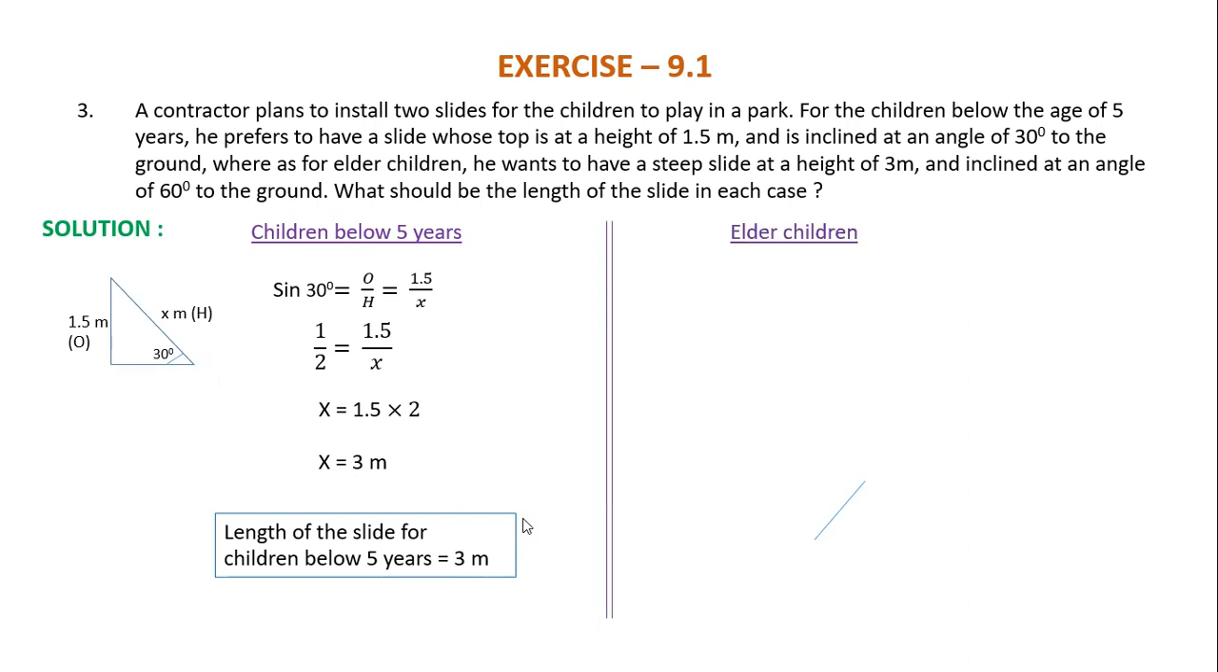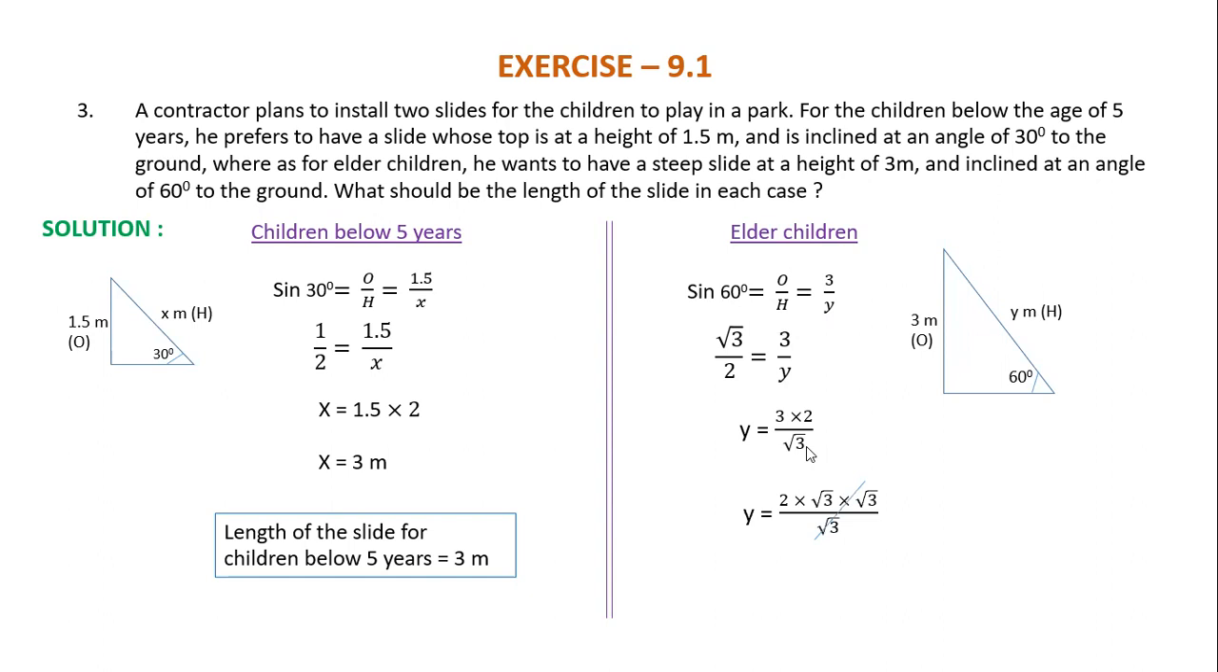Now for elder children. Again, the figure will look like this. Height is 3 meters. Angle is 60 degrees. So this is the length of the slope, that is the length of the slide. So now again opposite upon hypotenuse. Again sine 60 is equal to opposite upon hypotenuse, 3 upon y. So sine 60 is root 3 upon 2 is equal to 3 upon y. So it becomes y is equal to 3 into 2 upon root 3.